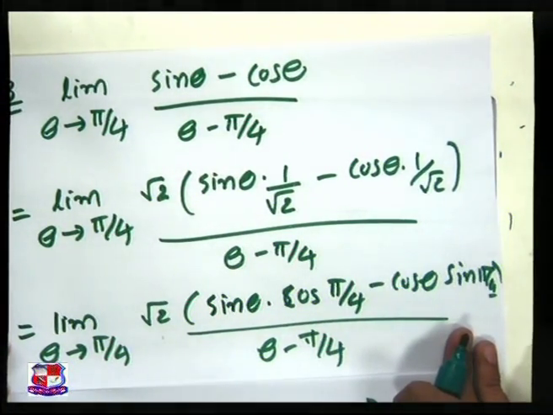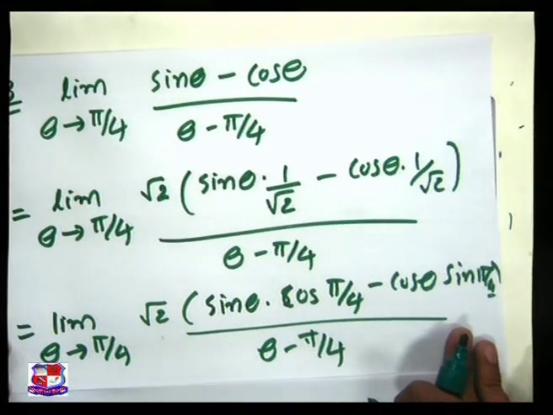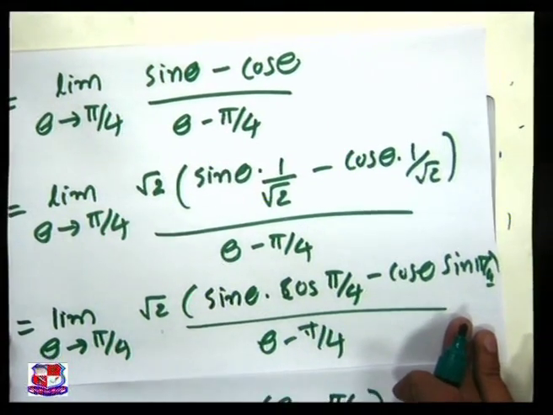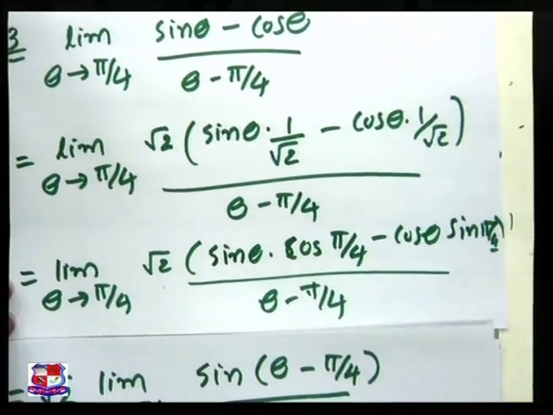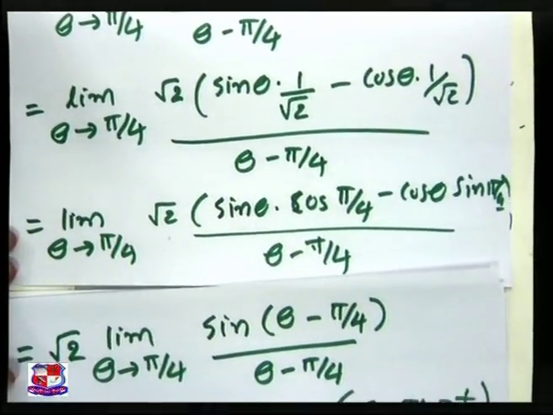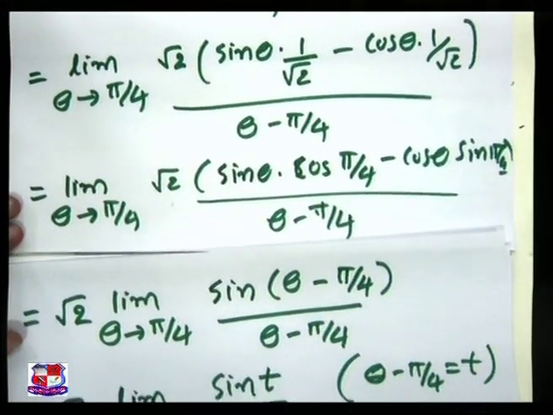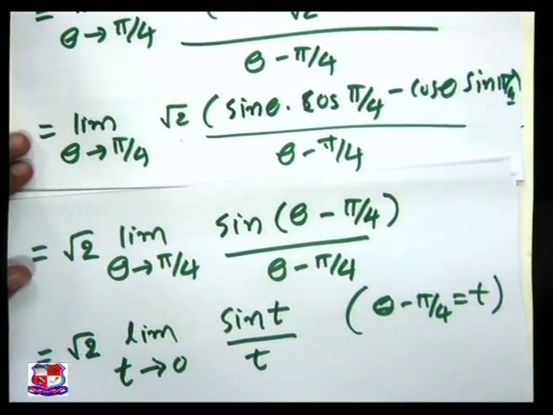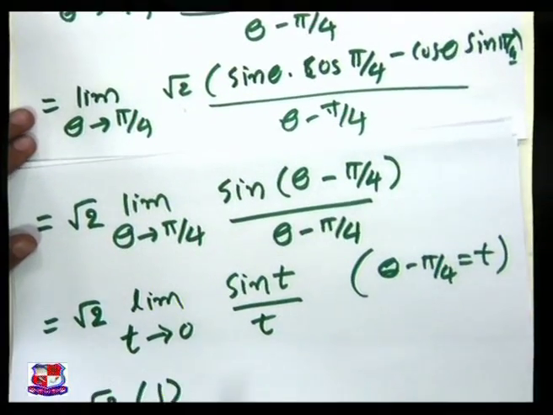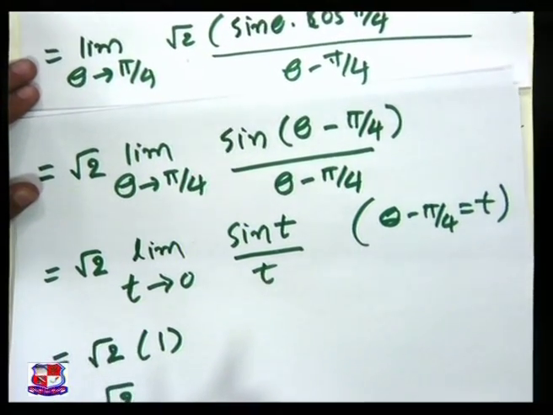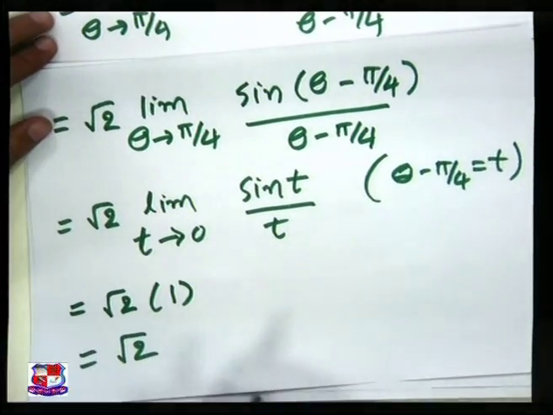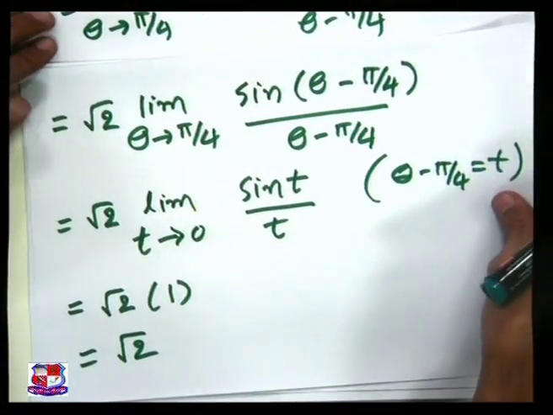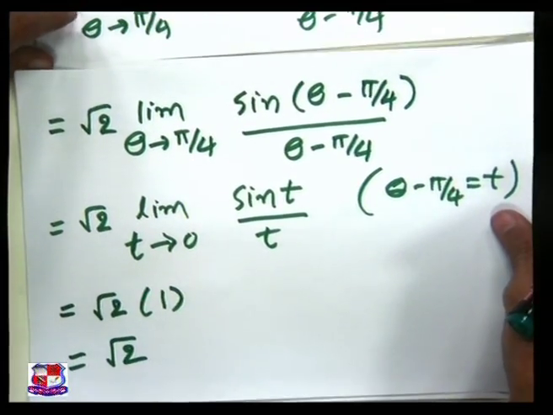First of all we have used the formula of sine alpha minus beta, that is sine theta minus pi by 4, that is sine theta into cos pi by 4 minus cos theta into sine pi by 4, and then using the formula limit theta tends to 0 sine theta upon theta is equal to 1, we have got this one is equal to root 2. So this is the solution of the third question of question 2b.